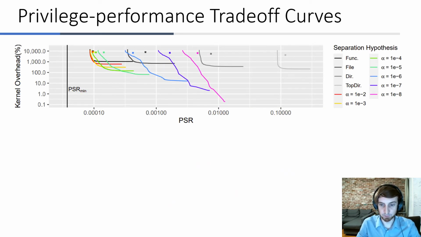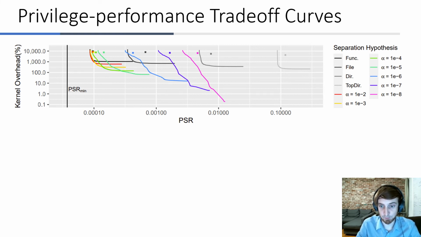Okay, next we're going to look at some privilege performance trade-off curves. In this plot, every point corresponds to one possible compartmentalization. The x-axis shows PSR. Recall that lower is better, and the black vertical line corresponds to PSR min, which is the theoretical lower bound on privilege. The y-axis shows overhead, which in this case is for the VM-func cost model. Each of the colored lines corresponds to running the clustering algorithm with a different value of alpha, and all of the points in that line show the various possibilities of the mediation settings for that compartmentalization.